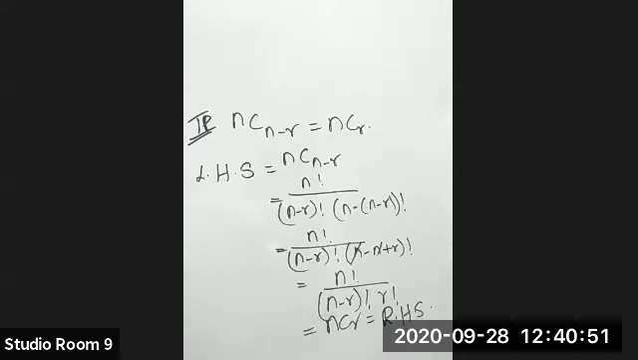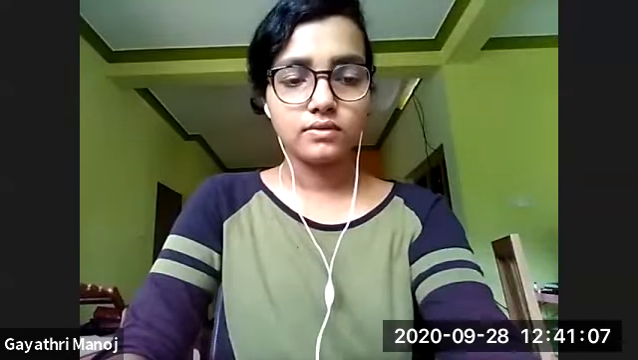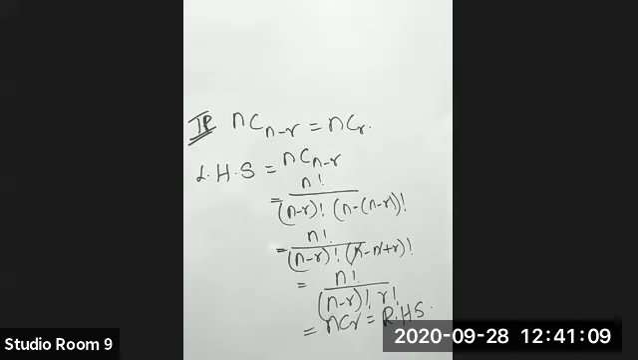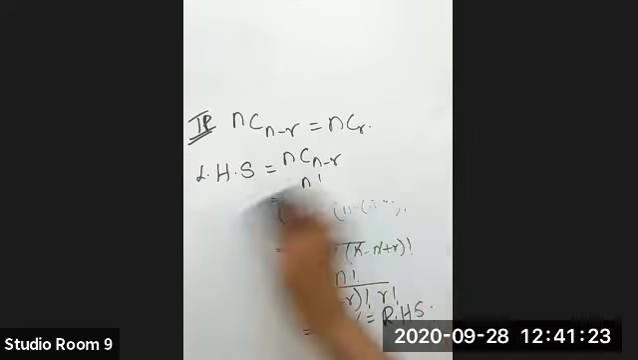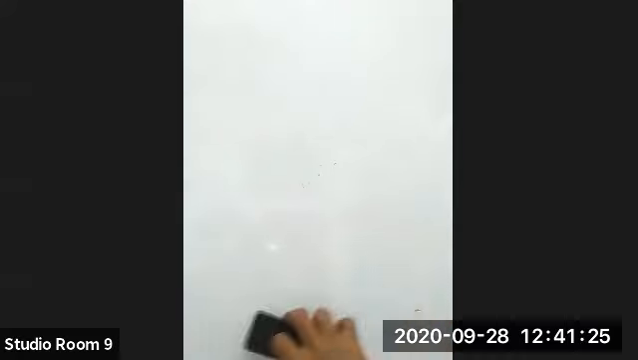Okay. So NC n minus r is NCR. Now, what is NC1, Gayatri? NC1 is n. What is NCN? It is 1. NCR is NC n minus r. Now let's solve problems based on this.